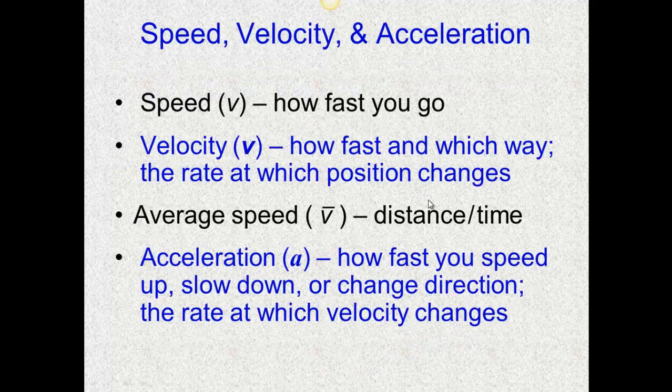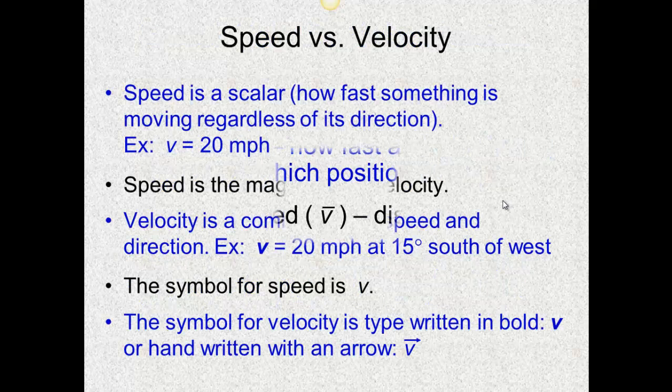Alright, so obviously speed is how fast you're going, velocity is how fast you're going in a particular direction. Alright, so the average speed is your distance over your time and your acceleration is how fast you're speeding up or slowing down. In other words, you are changing your velocity over a period of time.